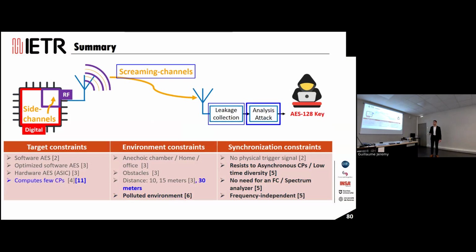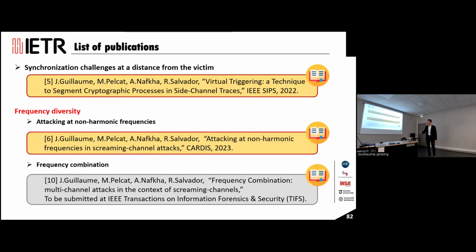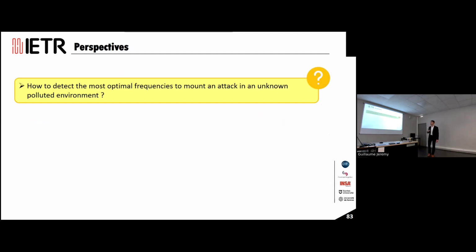And we also use this result to propose new attacks that combine multiple frequencies to reduce the number of traces. And also, by combining all our contributions, we succeeded to mount the attack at a distance of 30 meters. Finally, we studied this attack on a different device than the NRF, and we succeeded to detect a leakage. So all of this work has been presented in different papers. 2 of them have already been published, and 1 is about to be submitted very soon. And this work opens many perspectives.